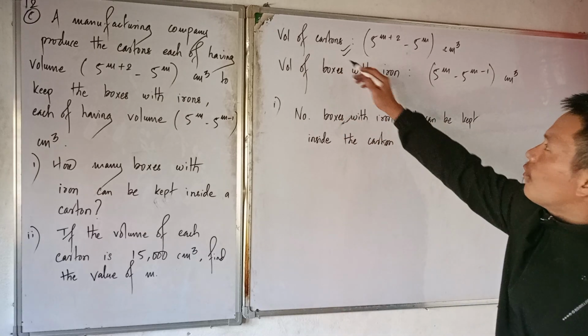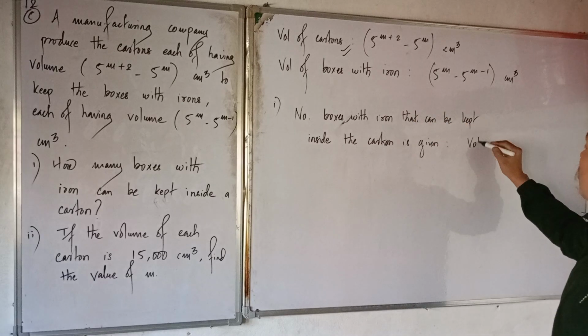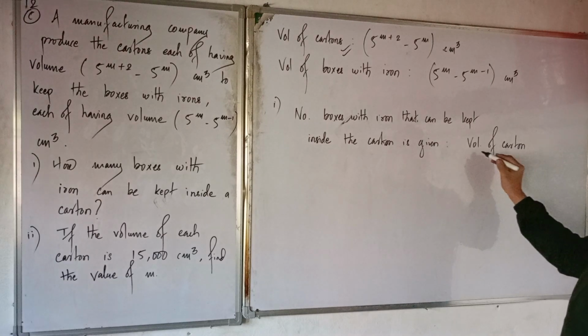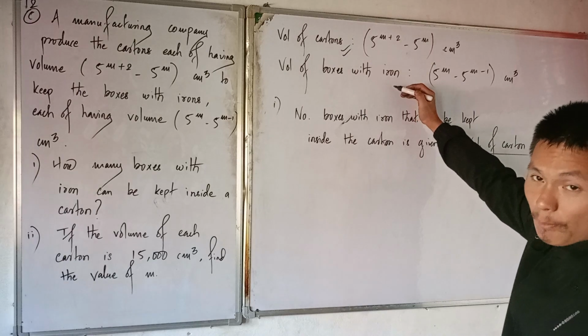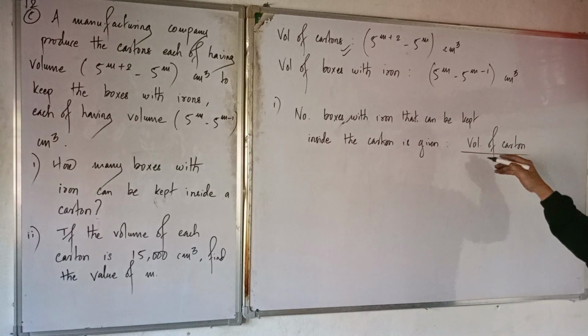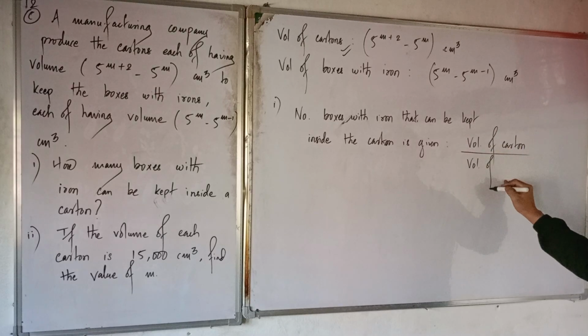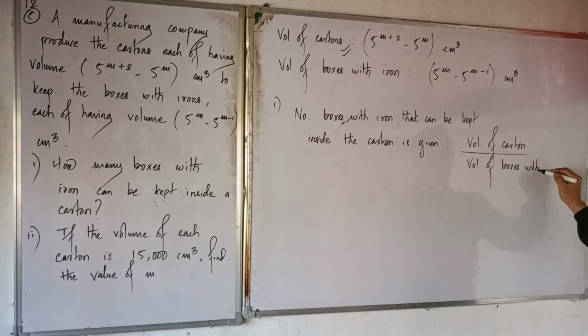Okay, so volume of carton will be the big one, so always volume of cartons, because this is the biggest volume in comparison to the volume of boxes with iron. So volume of carton will be written in the numerator and divided by volume of boxes with iron.